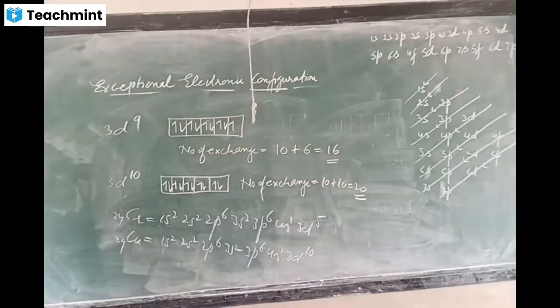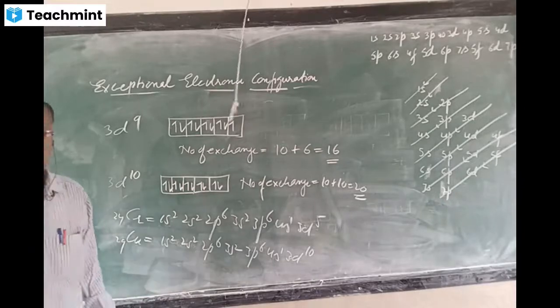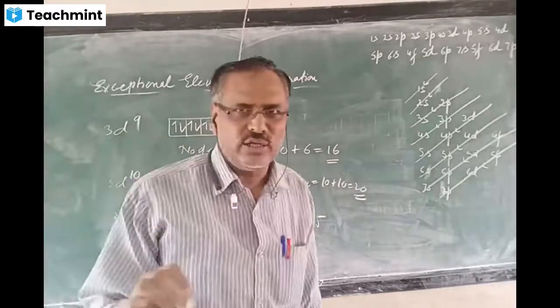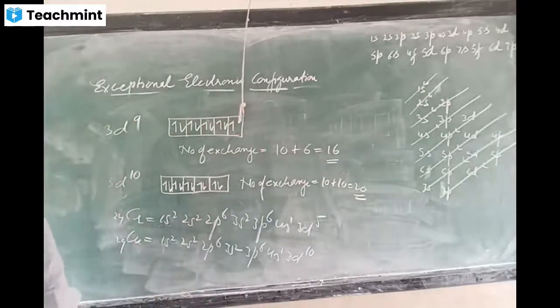Now, yesterday I gave you how to calculate the number of unpaired electrons. Now, how to write the electronic configuration of ions. Can I rub? Yes, sir.